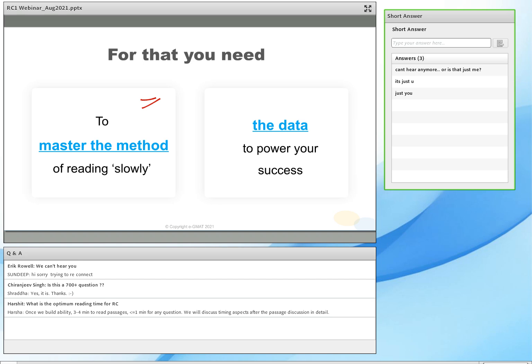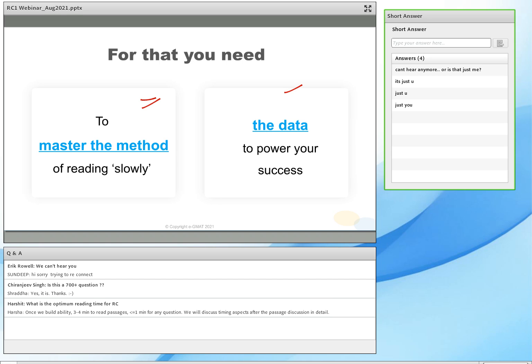And if you notice, this method is predicated on reading slowly. We read slow. We don't read fast. We don't skim. We don't rush. We don't skip. Very, very important. The next aspect that can help you is you need to look at the right data to power your success. And we're going to discuss everything right now.